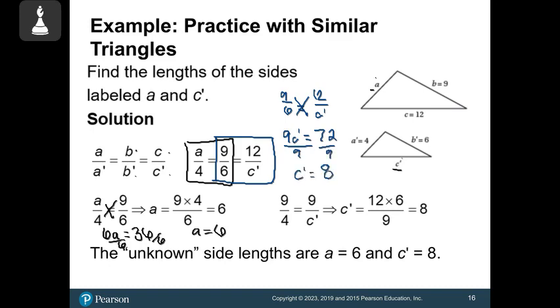And you can see here that they have a typo. This should be a 6, not a 4. But they got our same answer of 8. So A over here is 6, and C over here is 8.